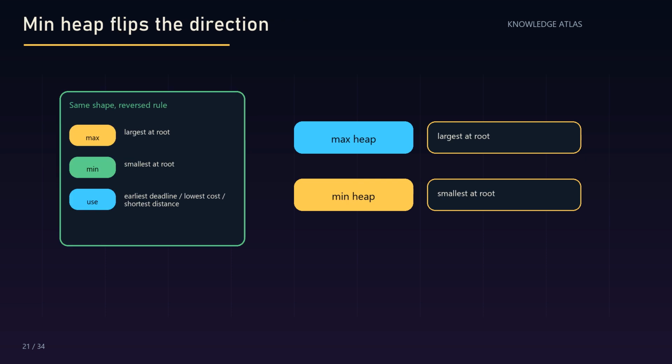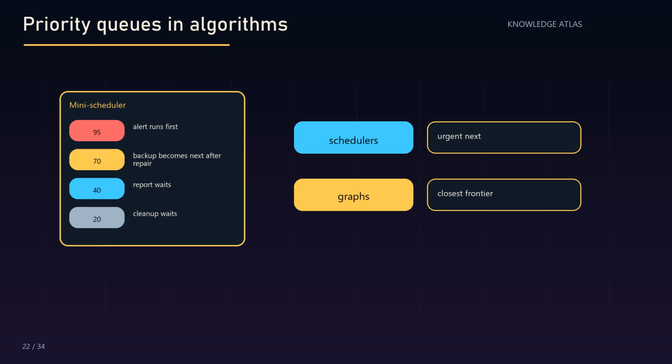A min heap uses the same structure with the comparison reversed. Instead of biggest at the root, smallest is at the root. That is useful for shortest tentative distance, earliest deadline, or lowest cost. Priority queues appear inside bigger algorithms. Schedulers choose urgent work. Simulations choose the next event. Graph algorithms choose the next closest frontier. The heap is often the engine under that choice.